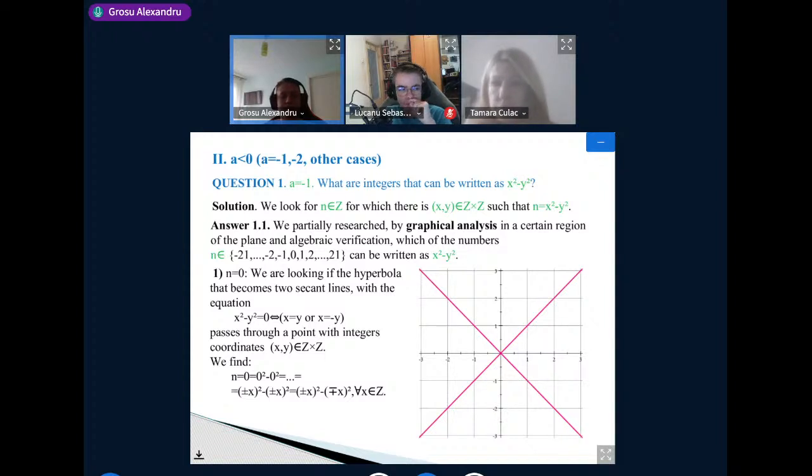In the first case, n equals 0, we are looking if the hyperbola that becomes two secant lines with the equation x equals y or x equals minus y passes through a point with integer coordinates. And we find that n equals 0 equals plus minus x square minus plus minus x square equals plus minus x square minus minus plus x square, whatever x integer.